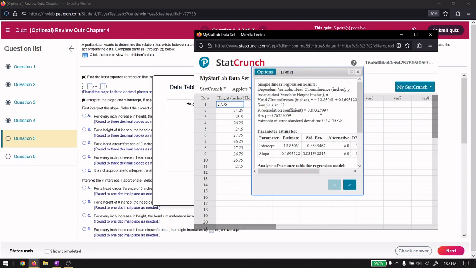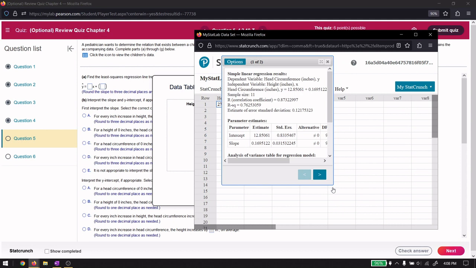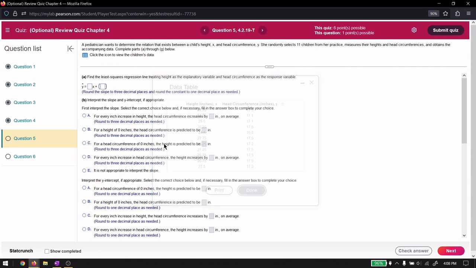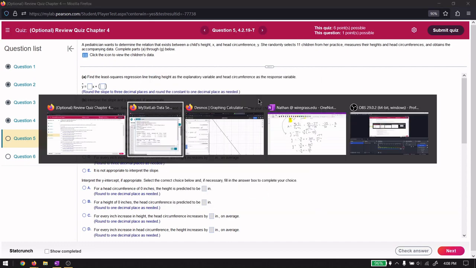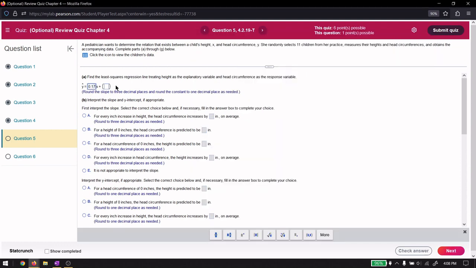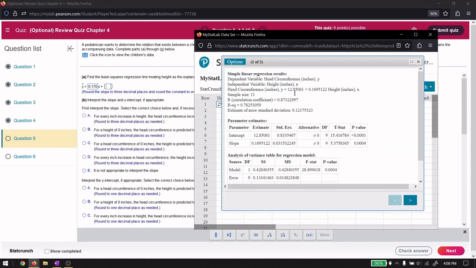And the least squares regression line here, I think it's a little bit bigger, is 12.85. We want 3 places here, and that constant to 1 place. Okay, so we're going to do 0.169, so 0.170x. And the constant to 1 place, this is 12.85, so 12.9.